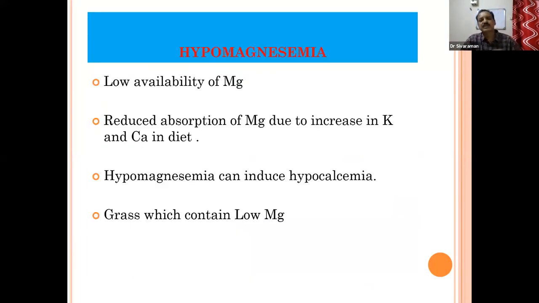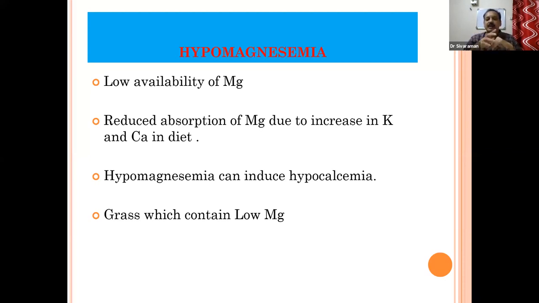Hypomagnesemia: some cases will exhibit hypomagnesemia because of the low availability of magnesium, due to reduced absorption of magnesium. When there is an increase in the potassium and the calcium in the diet, naturally the animal goes for hypomagnesemia. For example, in pregnancy toxemia itself, when you are giving potassium chloride syrup, you should not give it in excess. When you give more potassium, that will lead to reduced absorption of magnesium and the animal will start showing nervous signs. That is due to hypomagnesemia.